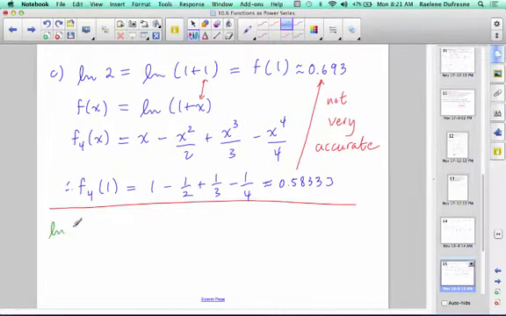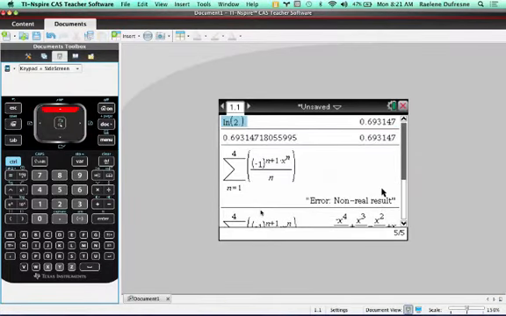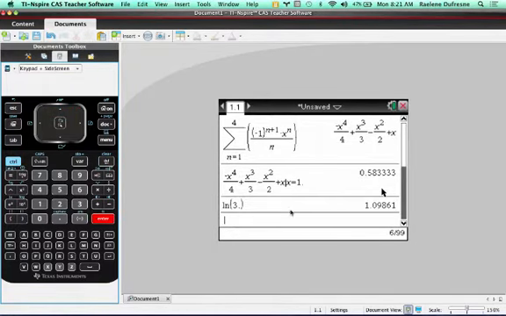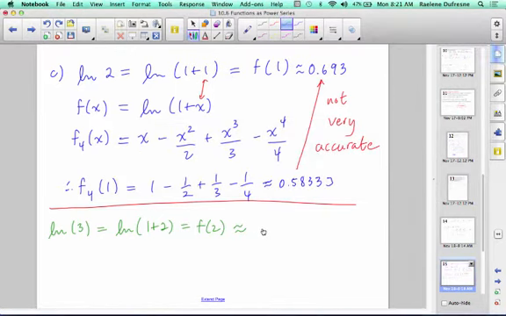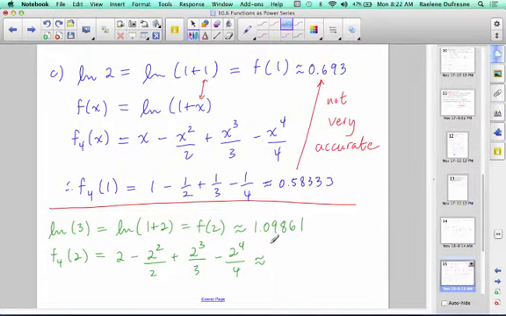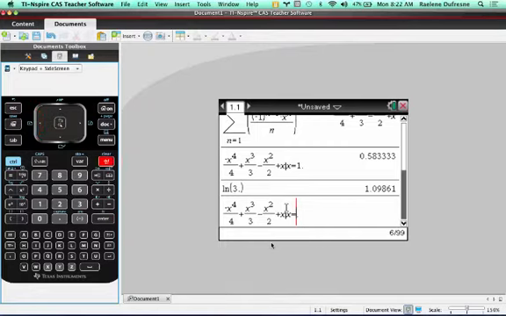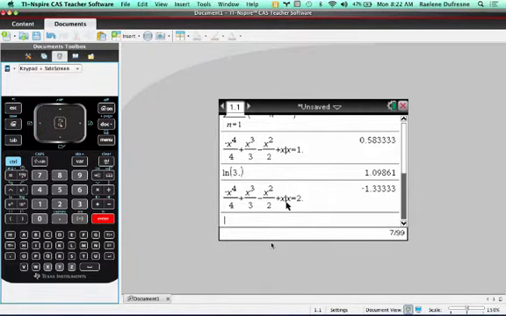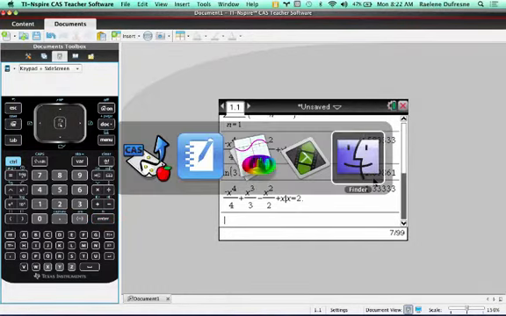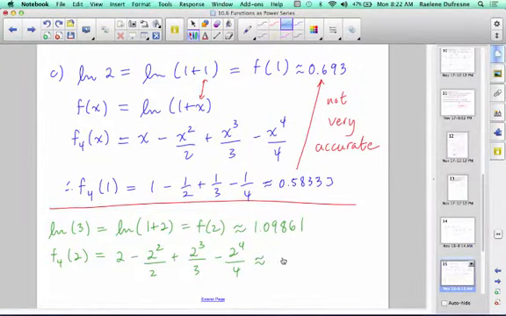Similarly, if we repeat the process for the ln of 3, that's saying ln of 1 plus 2, and therefore we are looking at f of 2. ln of 3 is approximately 1.09861. Meanwhile, f subscript 4 of 2 is going to be 2 minus 2 squared over 2 plus 2 cubed over 3 minus 2 to the 4 over 4, which approximates as a decimal to be negative 1.333. That's an even worse approximation. We don't even have the same y sign. The output signs are different.